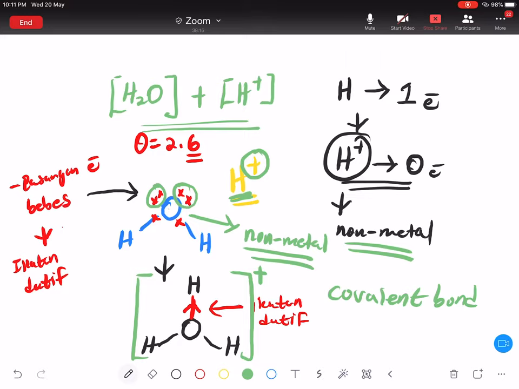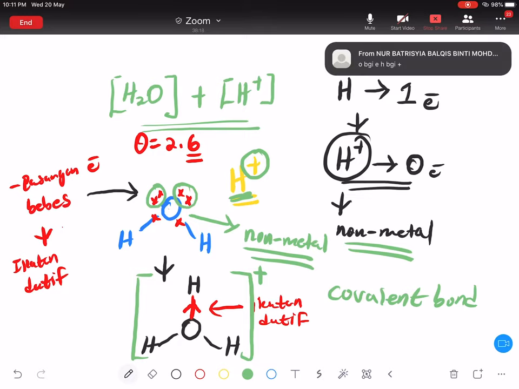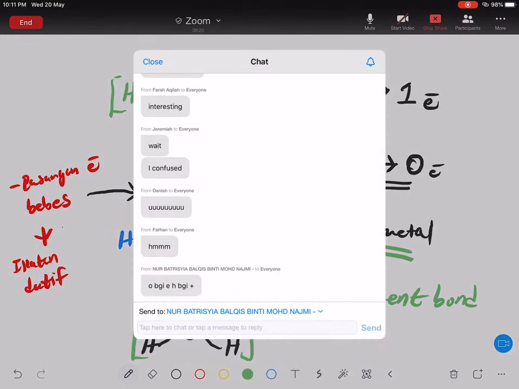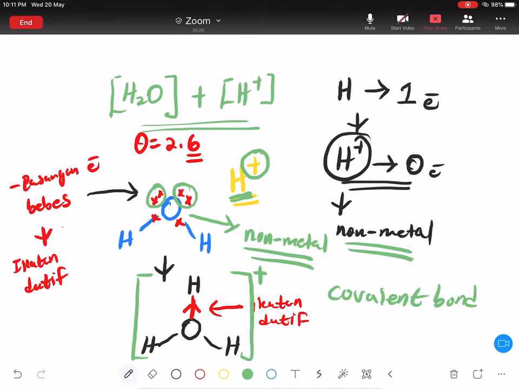Any question? I will redo this to make it clearer. O gives the electron, H is H+. Yes, it's a win-win situation. Win-win situation.